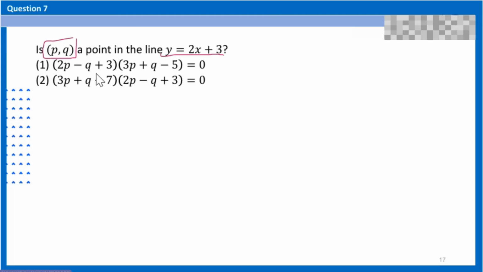The first one is this expression, a product of two expressions involving p and q equals 0. And the second is similar, right? Yeah, with a few differences. And that's it. How could we approach this question? Just a minute to think it over.